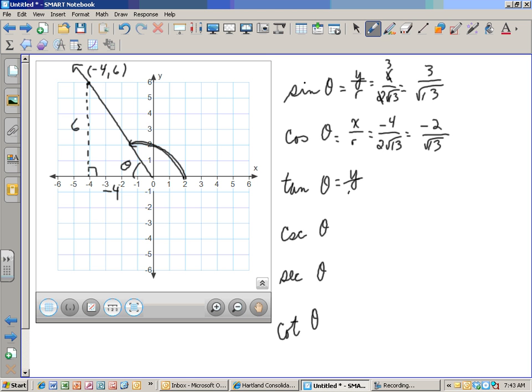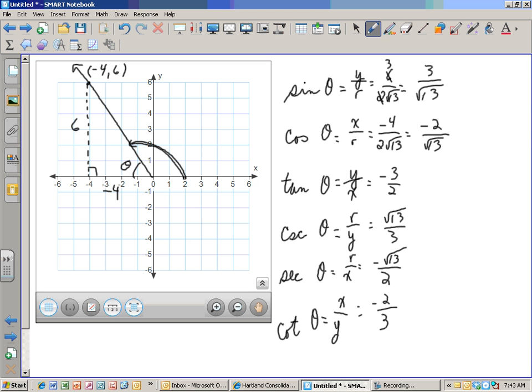It's the y over the x. -3 over 2. Now I have the reciprocals, which is r over y, which is square root of 13 over 3. Secant, which is r over x, would be negative square root of 13 over 2. And the cotangent, which is a reciprocal of tangent, is -2/3.